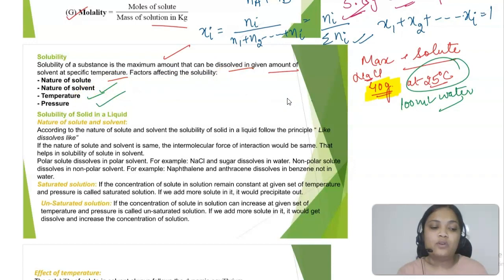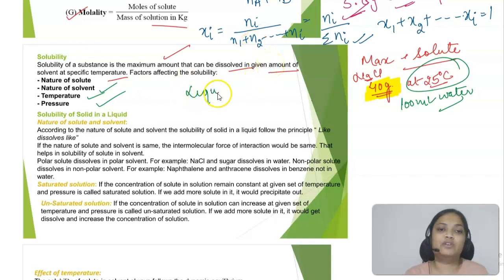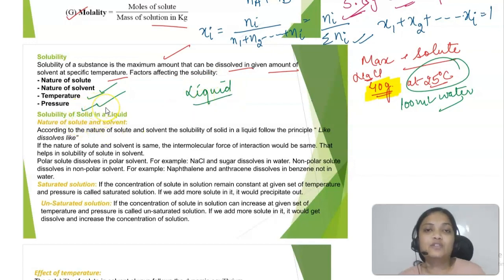Whenever a solute is dissolved in a solvent, that process is called dissolution. Now, if I talk about solubility, we'll be discussing two types of solubilities since we are discussing liquid solutions: solubility of solids in liquids and solubility of gases in liquids. The very first thing is how the nature of solute and solvent affects the solubility.